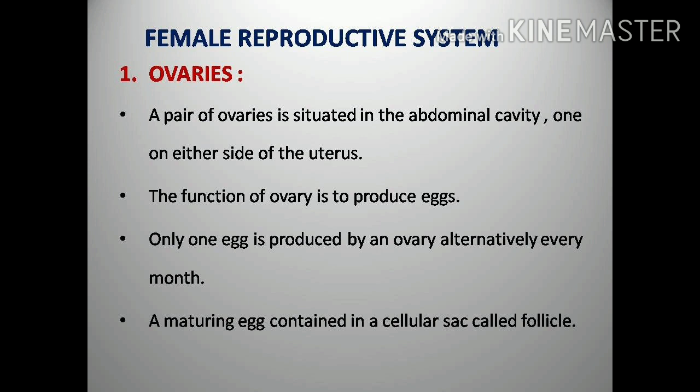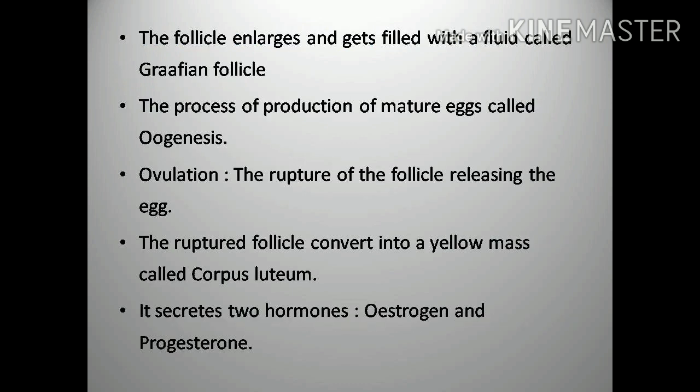Only one egg is produced by an ovary alternatively every month. That is the ovaries. The ovaries' main function is to produce the egg or ovum. A mature egg contained in a cellular sac is called the follicle. As the egg grows larger, the follicle also enlarges and gets filled with a fluid and is known as Graafian follicle.